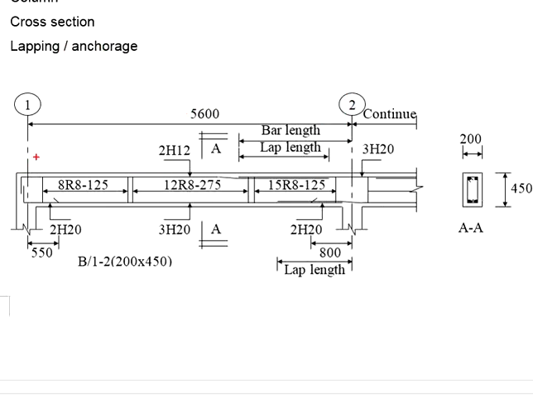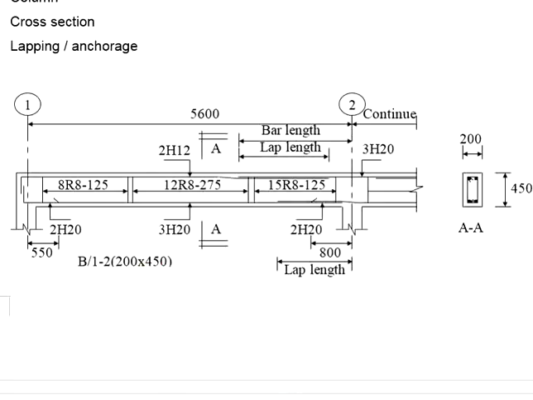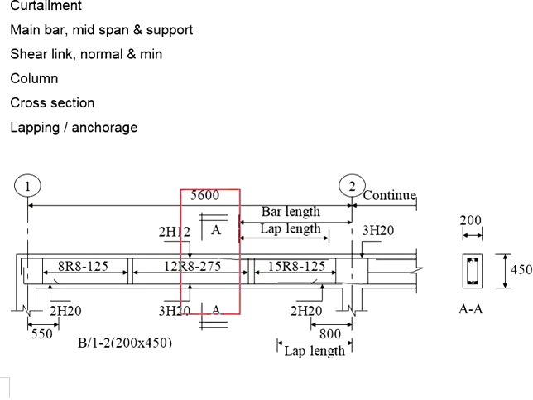This is how we get that 8R8-125. Same principle goes to the others. Use 1.741 meter divided by 125. That gives you the number of spacings plus 1 extra shear link. That gives you a total of 15 shear links for this stretch. And then you will do the same for this. Once this is completed, next we deal with the cross sections.